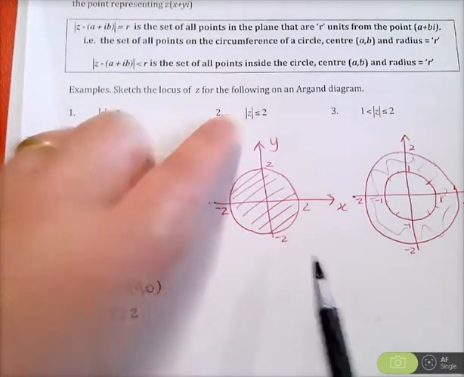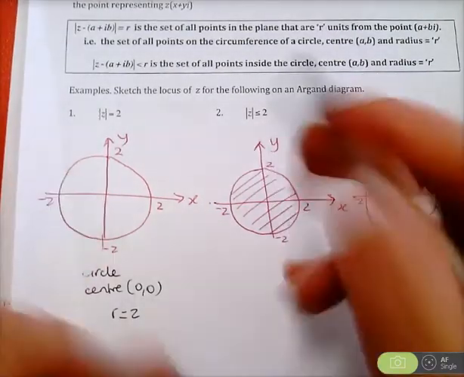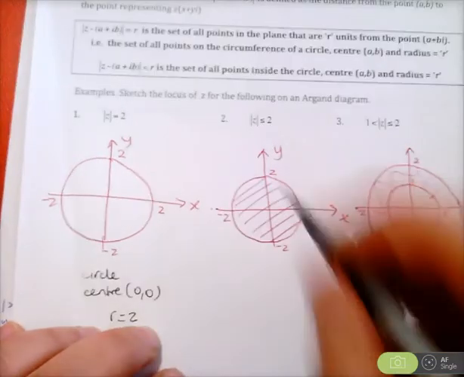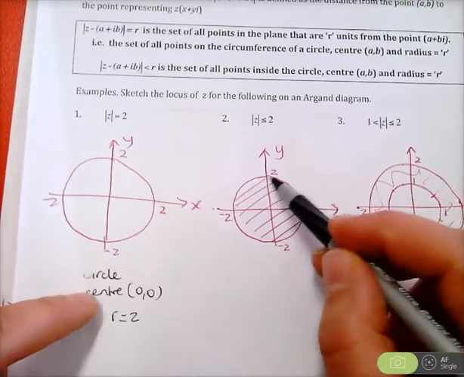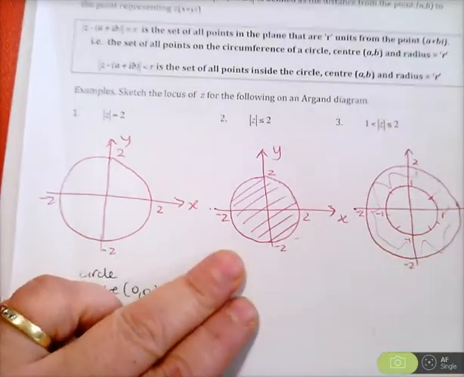Modulus of z less than or equal to 2 would be a solid line circle, and it's the points that are within 2 units from the origin. So you'd shade inside the circle.